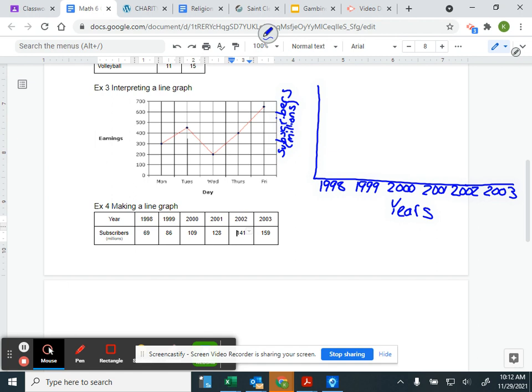50s might be a little too big of a jump, because we've got a lot that would fall close to each other. We could do 20s. I was thinking 25. 25 might be pretty good. So we start with that 0, 25, 50, 75, 100, 125, 150, 175.